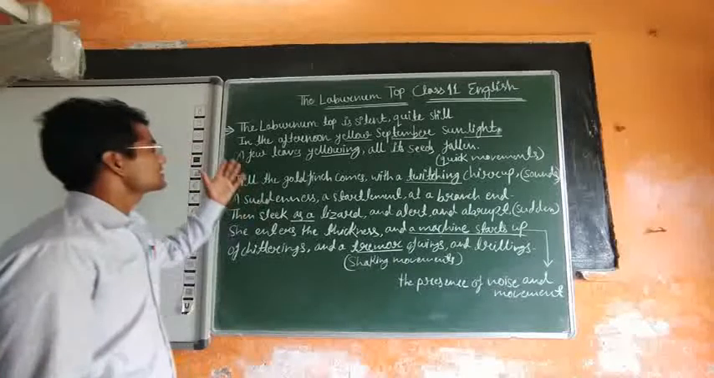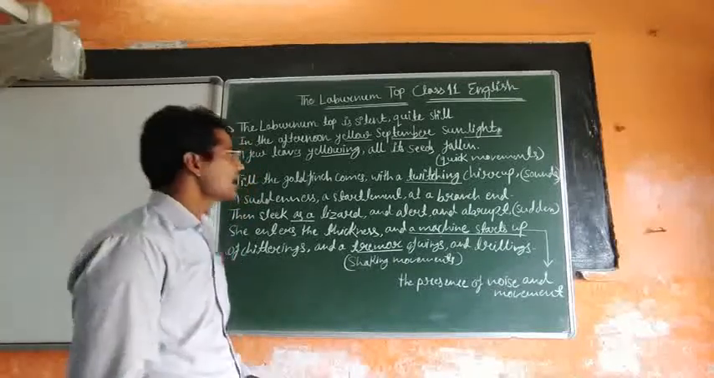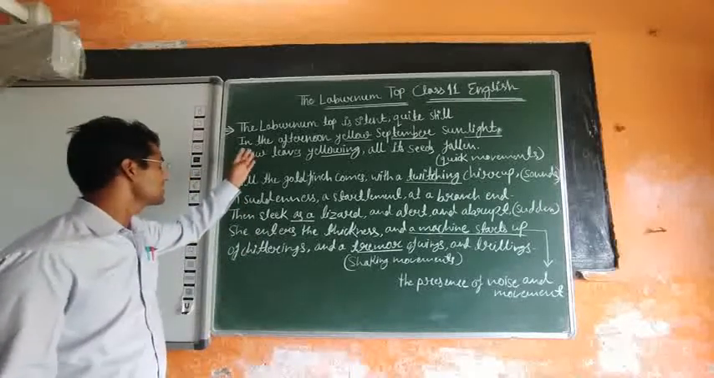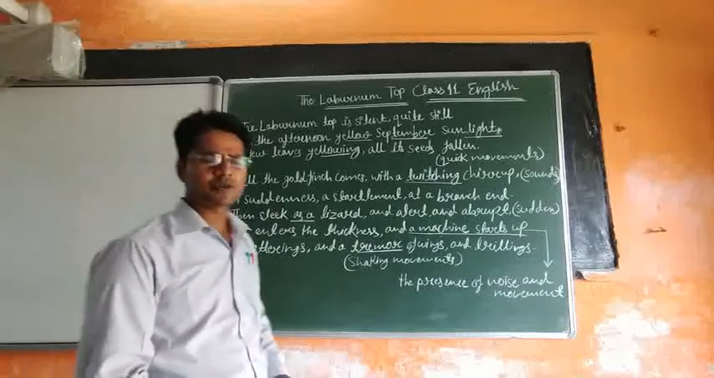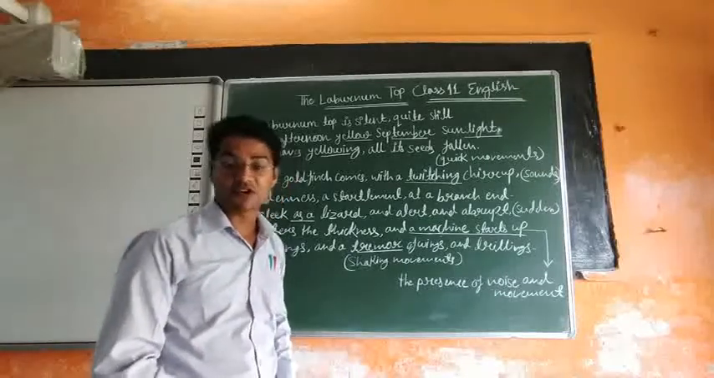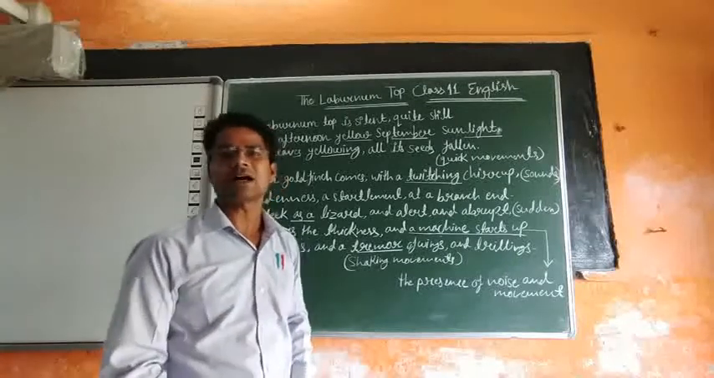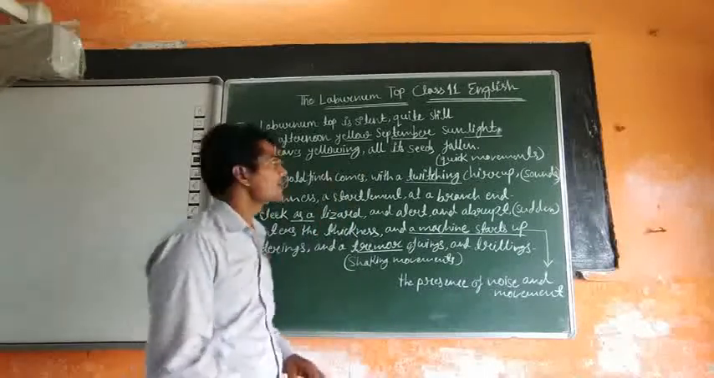We will discuss first the line-wise meaning, poetic devices, and hard word meanings, and we have to write here two stanzas. This one is the first stanza and this one is the second stanza. The Laburnum Top. At first we will discuss the meaning of laburnum and top. Laburnum means अमलतास का एक वृक्ष, and top means high peak.